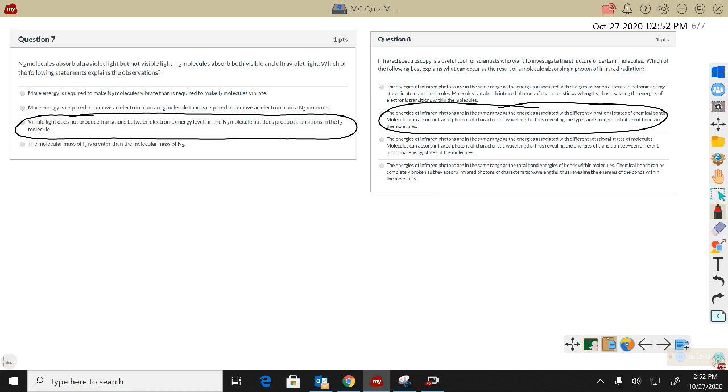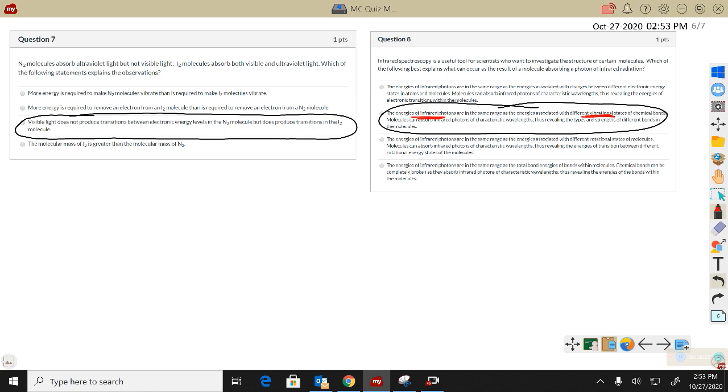And finally, question 8. Infrared spectroscopy is a useful tool for scientists who want to investigate the structure of certain molecules. Which of the following best explains what can occur as the result of a molecule absorbing a photon of infrared radiation? So infrared means below red, a little bit less energetic than visible red light. And we're looking at the second choice. The energies of infrared photons are in the same range as the energies associated with different vibrational states. There's the key word. Infrared causes molecules to vibrate.